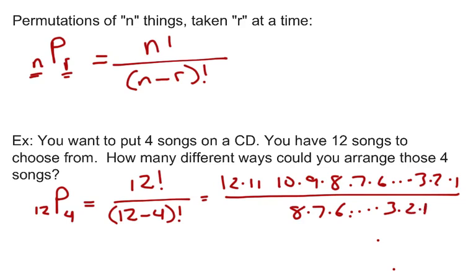And see, what's going to happen is all of these in the denominator cancel with all of those. Not all of them in the numerator, but up to that 8 factorial. So really the only thing we have to calculate is 12 times 11 times 10 times 9. And we get 11,880 different ways.